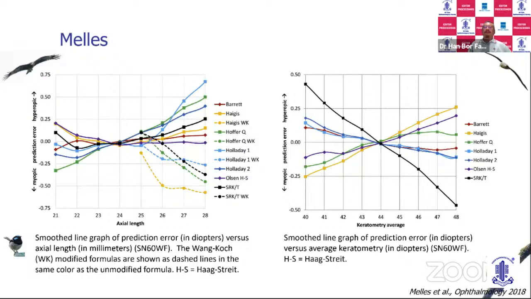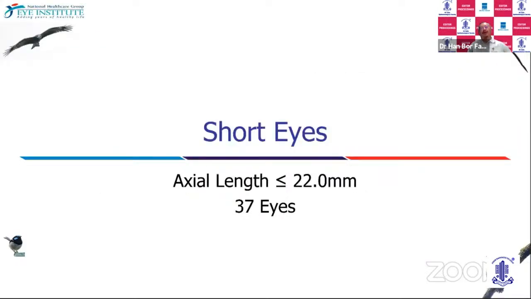This is corroborated by data from Melles. The newer formulas are less sensitive or neutral to axial length and K, while some of the traditional formulas are very sensitive to K and axial length. And that is one reason why the older traditional formulas don't work so well in today's refractive cataract surgery scene. Well, I'm going to look at short eyes.